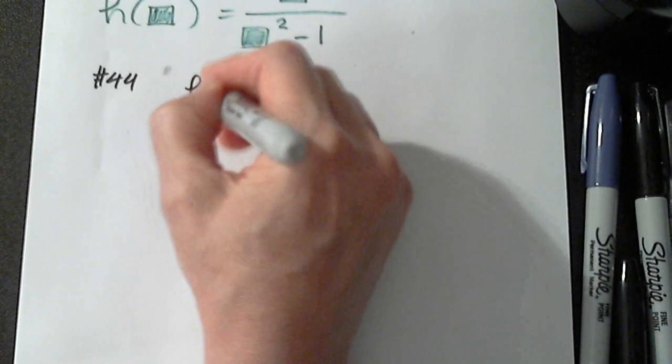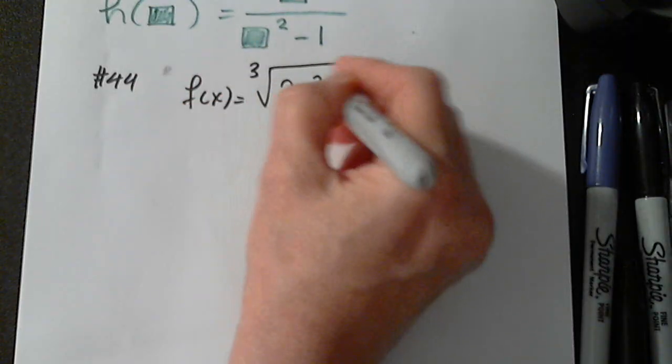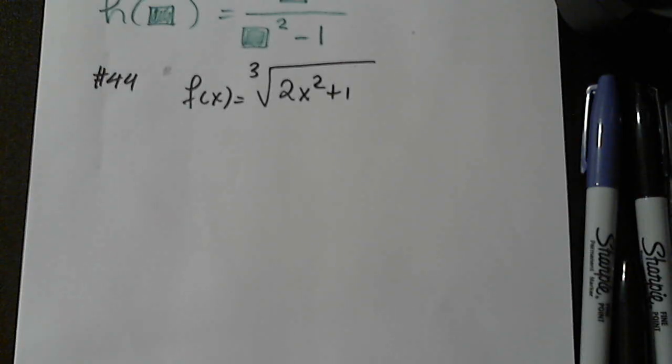So let's choose another. 44. Very good. So let's continue with 44. And 44 is f of x equals the cube root of 2x squared plus 1. Excellent. The problem was asking us, is it odd or even or none of the above?